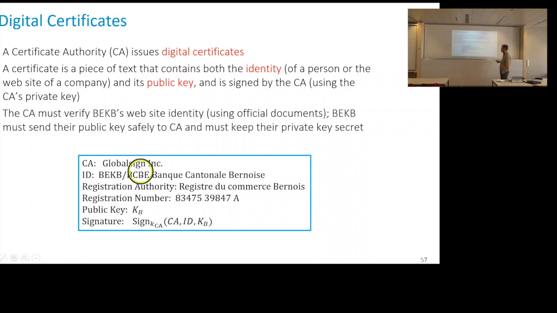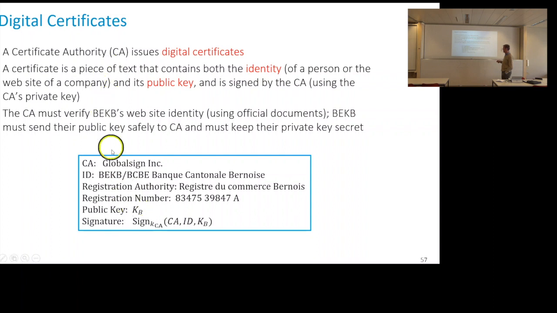So for example, in Switzerland, you require that the bank is officially registered as a bank. For example, Banque Cantonale Bernoise is registered here, Registre du Commerce Bernois, has a number, and this entity, GlobalSign, will verify that the guy who comes looks like a banker, but is really a banker and has the authority to say, I speak in the name of this bank. And here is the public key, and therefore this must be the public key of the bank.